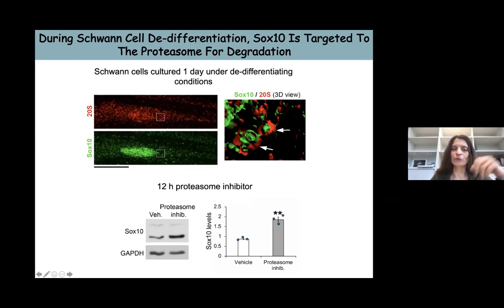You can see here the 20S in 3D view. And we treated with the proteasome inhibitor only shortly, only 12 hours, because the cells don't like it so much. And you can see already at 12 hours with this treatment an increase of SOX10 levels. So at least in dedifferentiated Schwann cells, SOX10 is targeted to the proteasome.